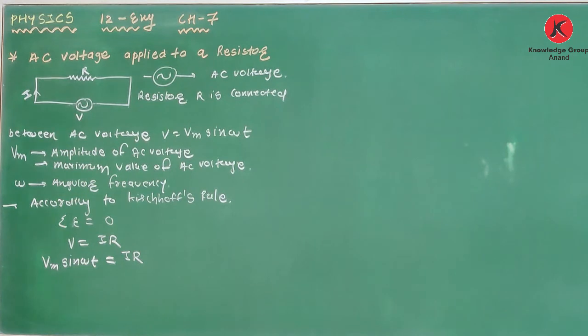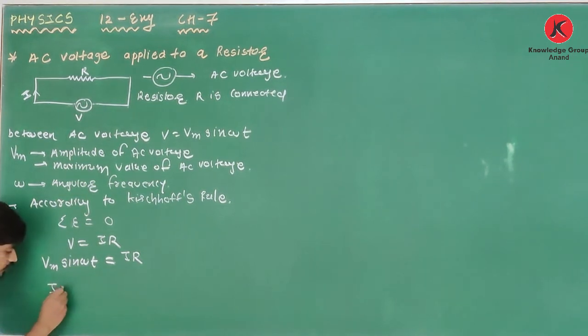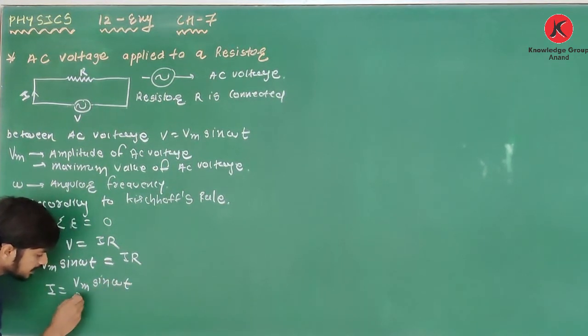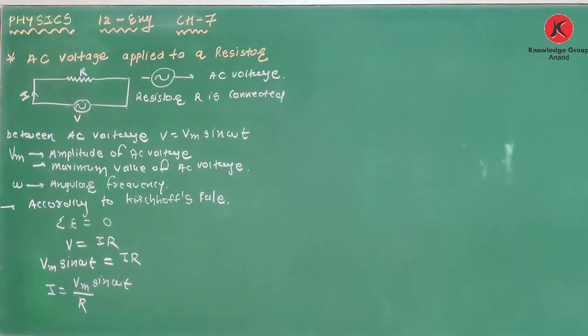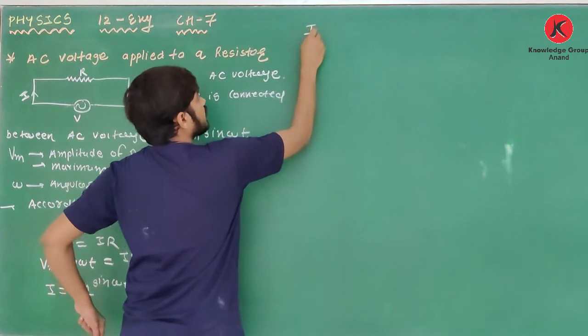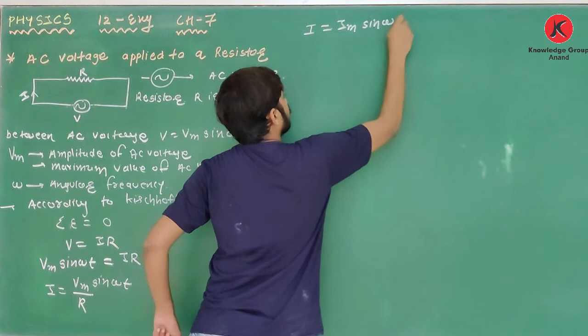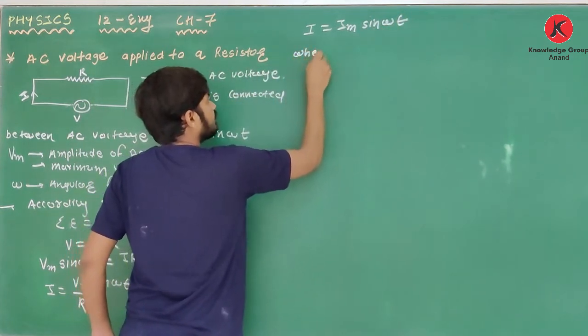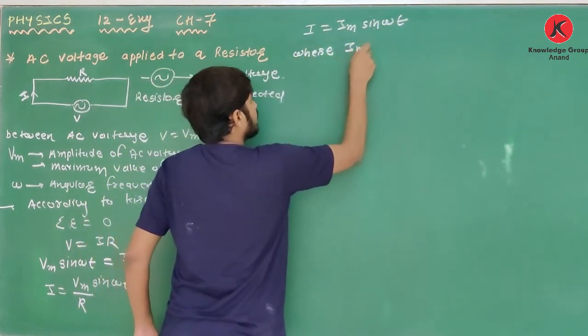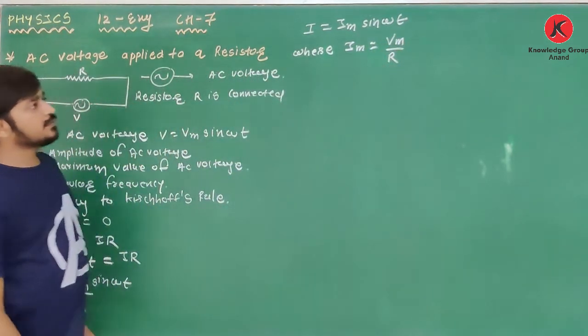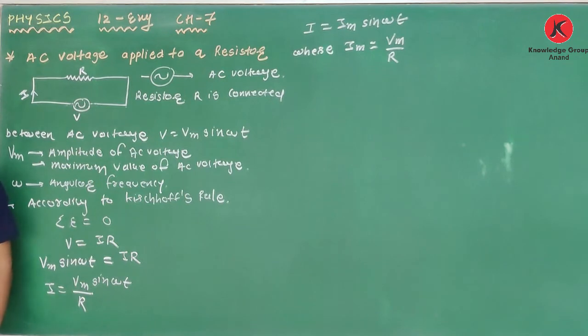Any doubt about this? Okay, so now you have to make I the subject. I is equal to Vm sine omega t upon R. Yes or no? So I can write this equation as I is equal to Im sine omega t, where Im is equal to Vm upon R.